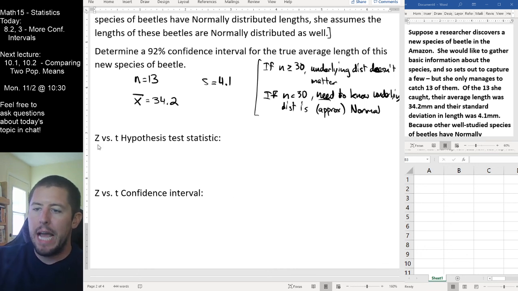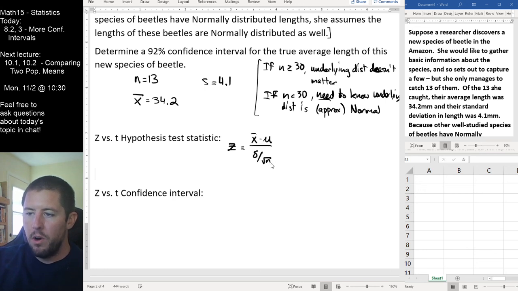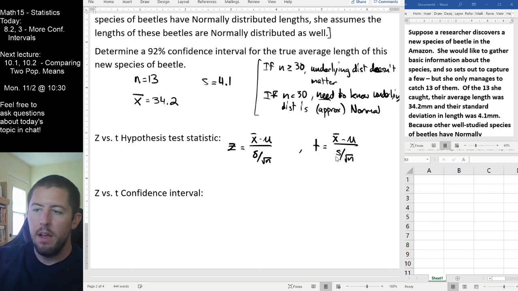When we came up with our test statistics for our hypothesis test, we found the Z test statistic of x bar minus mu over sigma over root n. Notice we're not doing this here because we know S, not sigma. In our case, if we were performing some form of hypothesis test, we would be using a T test statistic, x bar minus mu over S over root n. This is our scenario because we do know S, not sigma. Our confidence interval formation is going to follow this exact same pattern.